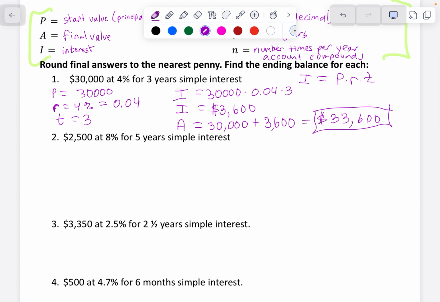So that's what we're going to do for problems 1 through 4. You do have to be mindful of some of the wording of them. Let's take a look at number 2. Can somebody tell me what's the 2,500? Starting value. It's the starting value, so it's our P. What's the 8%?